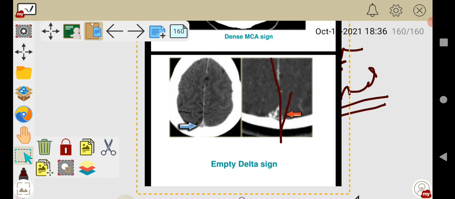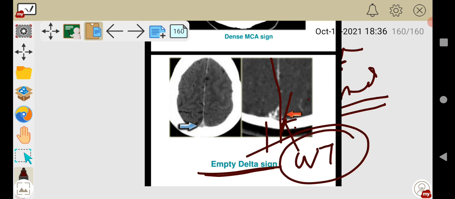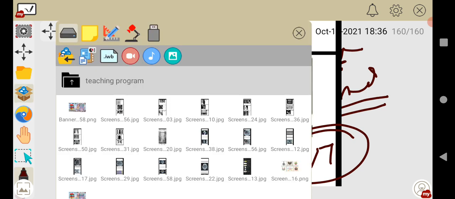Talking about this one, this one is your empty delta sign. Empty delta sign, seen in CVT. I mentioned it in my previous slide, right? This is the empty delta sign, CVT, correct. Okay, so let's go to the next image.